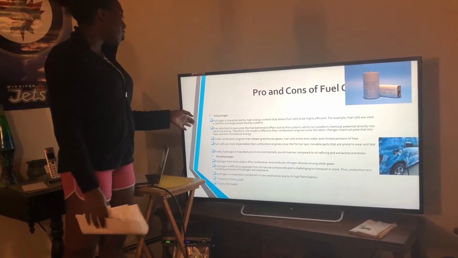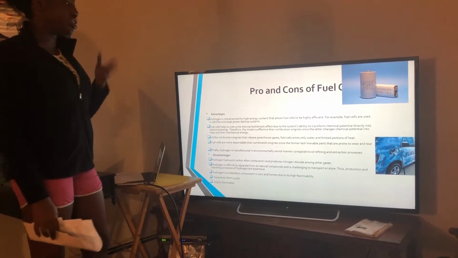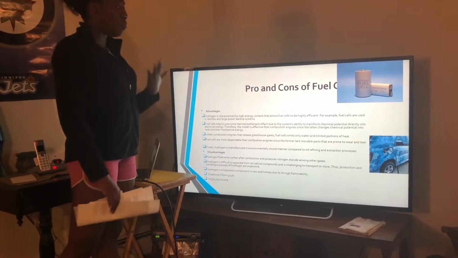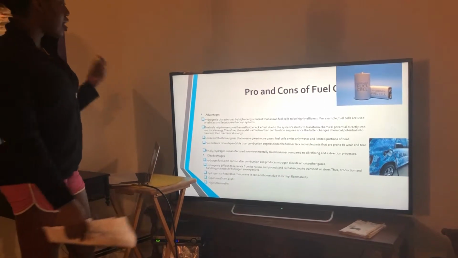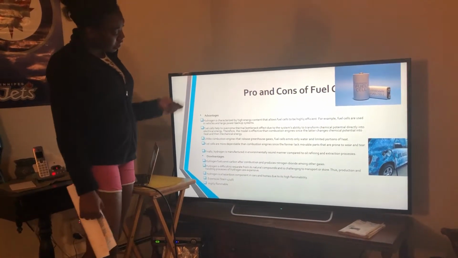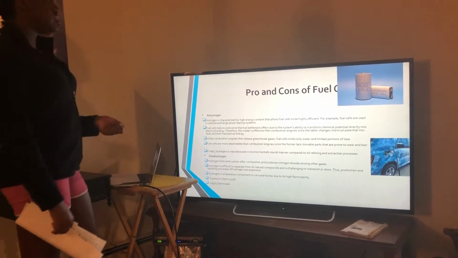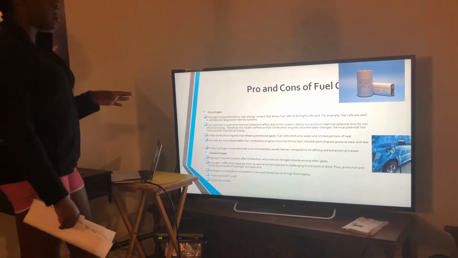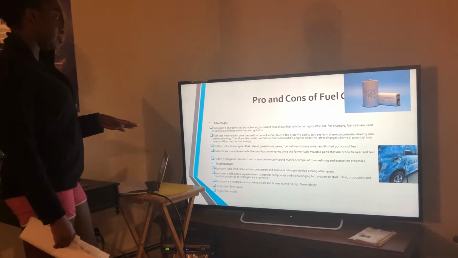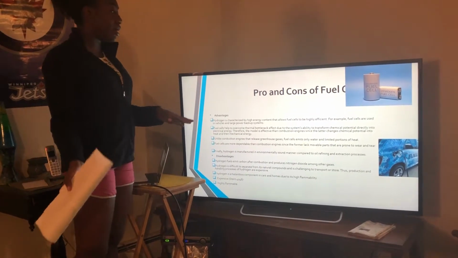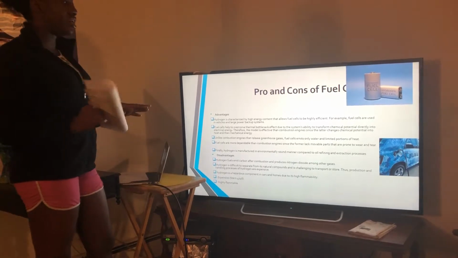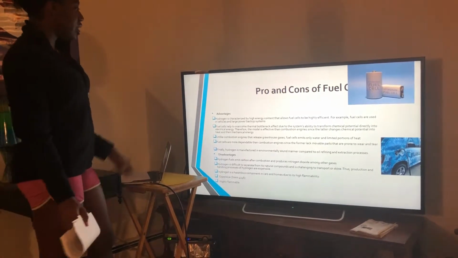And then fuel cells are more dependable than combustion engines since the former lack movable parts that are prone to wear and tear. Finally, hydrogen is manufactured in an environmentally sound manner compared to oil refining and extraction processes.